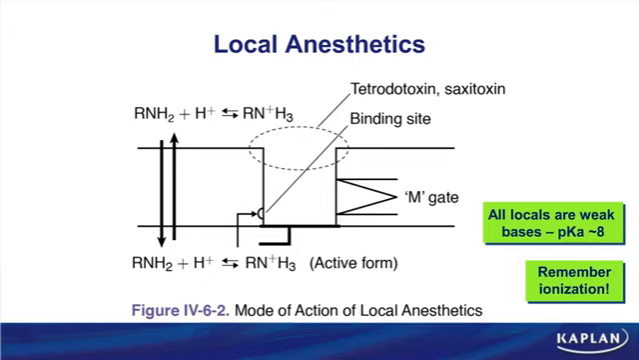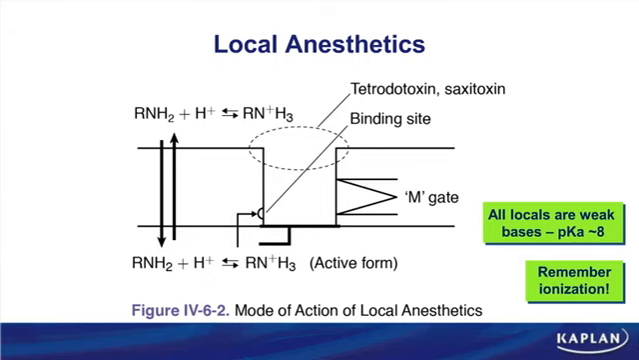We have to get that ionized drug inside the cell somehow, but ionized drug doesn't cross membranes. So the ionized drug has to be converted to the non-ionized form to cross the membrane. Even though that's a very small pool of non-ionized drug, when it crosses the membrane, it can then be converted to its active form, binding to the sodium channel, inhibiting neuronal firing.